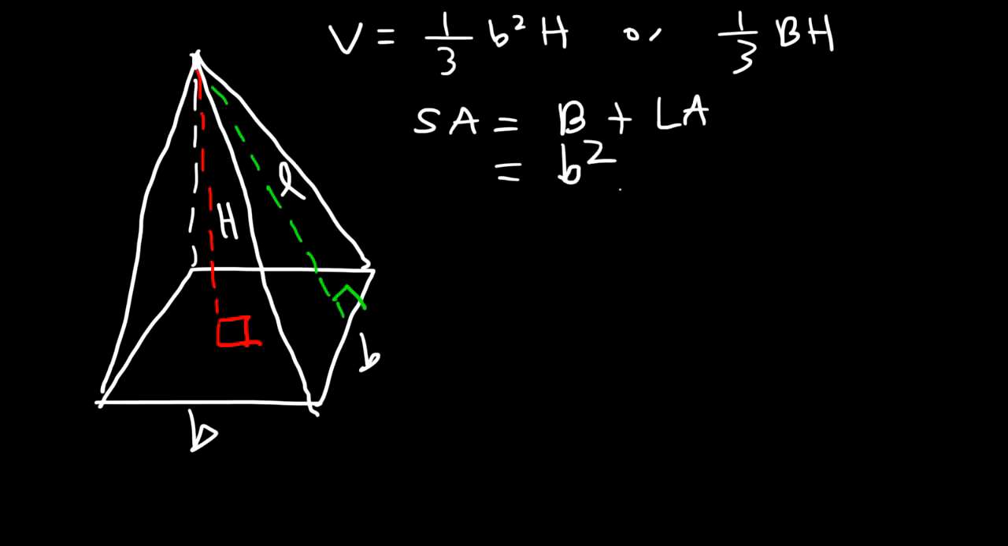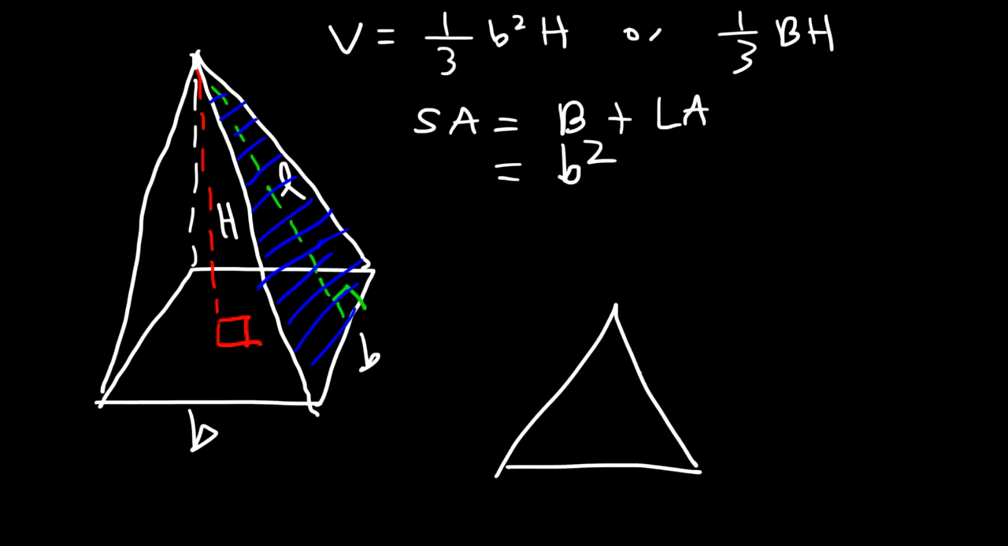Now, what about the lateral area? Notice that this pyramid has 4 triangles. Here's one of the triangles shaded in blue. So that's the triangle on the right side. You have a triangle on the left, one in the back, and one in the front. So that triangle, I'm just going to redraw it. Just a side view of it. So this is the base length of the square, which is also the base of the triangle. And the line in green represents the slant height of the triangle, which is L.